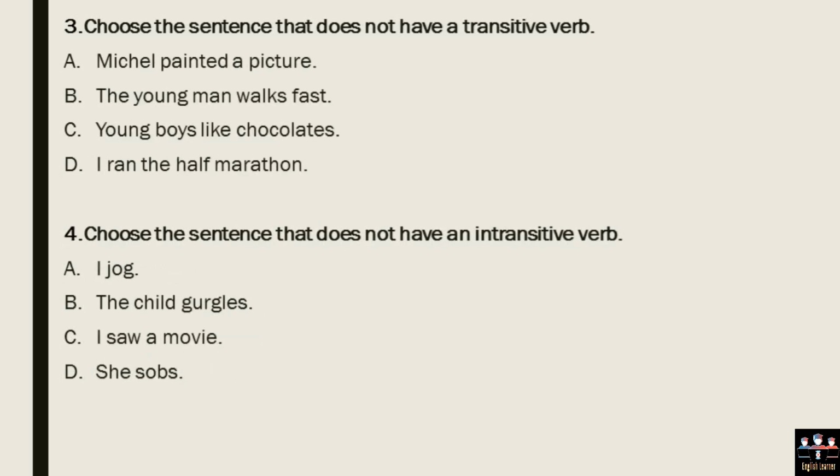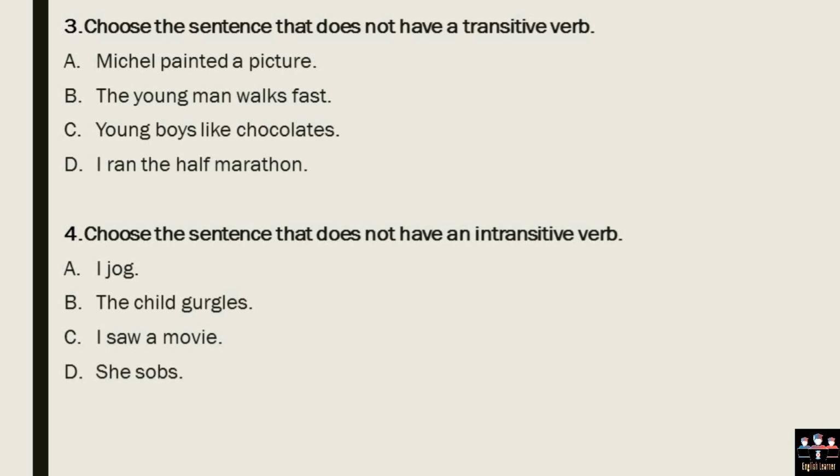Number 3. Choose the sentence that does not have a transitive verb. A. Michael painted a picture. B. The young man walks fast. C. Young boys like chocolates. D. I ran the half marathon.